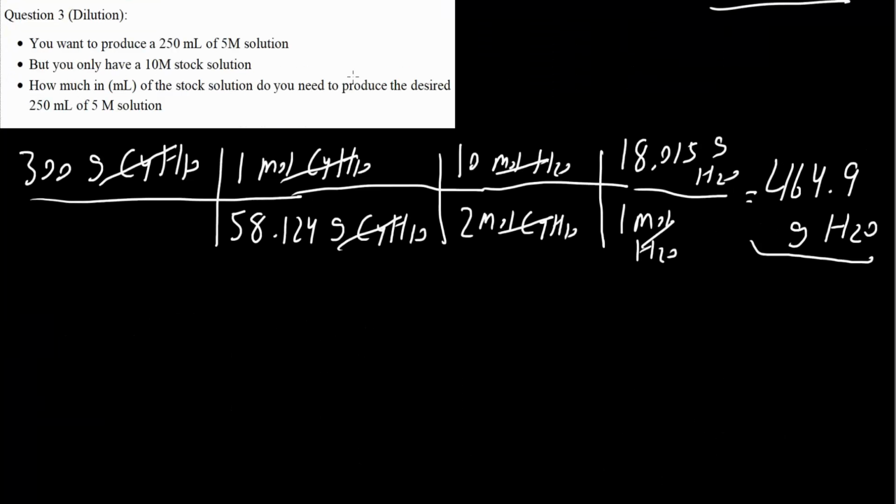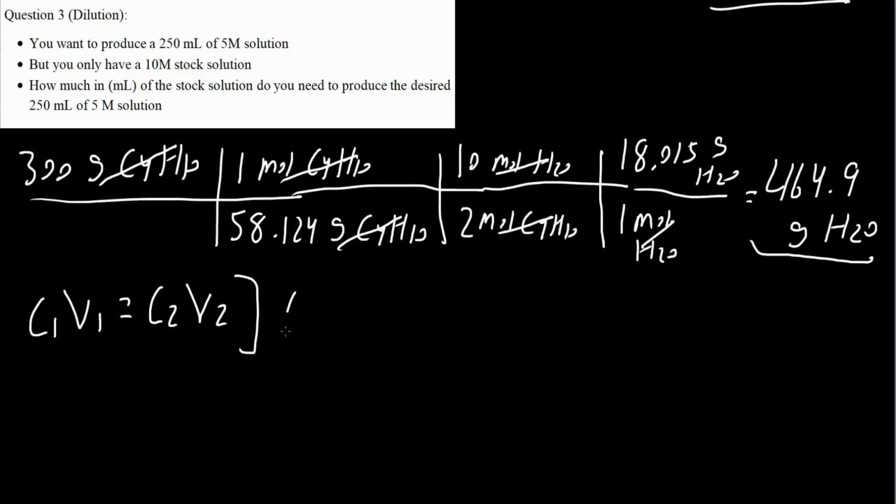Now we'll do the third problem. It's a dilution. You want to produce 250 milliliters of a 5 molar solution, but you only have a 10 molar stock solution. You want to know how much in milliliters of the stock solution, the 10 molar solution, do you need to produce the desired 250 milliliters of 5 molar solution. With this problem, we don't even need stoichiometry, but we'll solve it using stoichiometry. But first, we'll do a shortcut for dilutions only. The shortcut is C1, concentration 1, times volume 1 is equal to concentration 2 times volume 2.